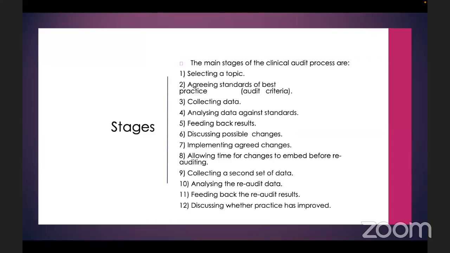Now, point 8 is very important. You have to allow time for changes. You cannot just implement a change. For example, you cannot just hold a meeting today and then start the re-audit from tomorrow. You have to give it some time for the changes to take place. And after that, you will collect your second set of data and do the audit again. So after you have done the audit twice, which is your closed loop, 2 audit cycles, that is the bare minimum required in every portfolio, whether for medicine or surgery. You have to do at least 2 cycles.